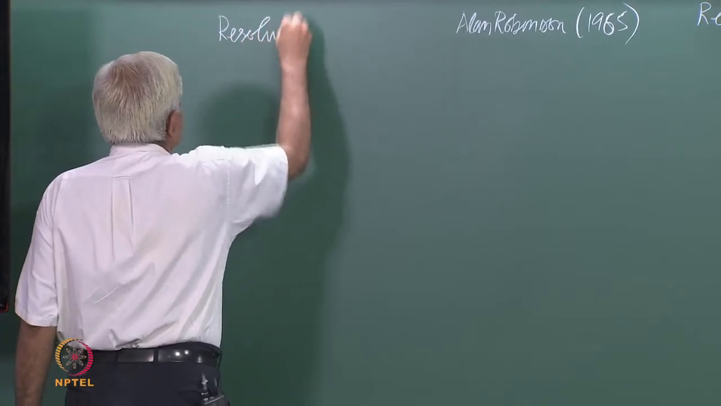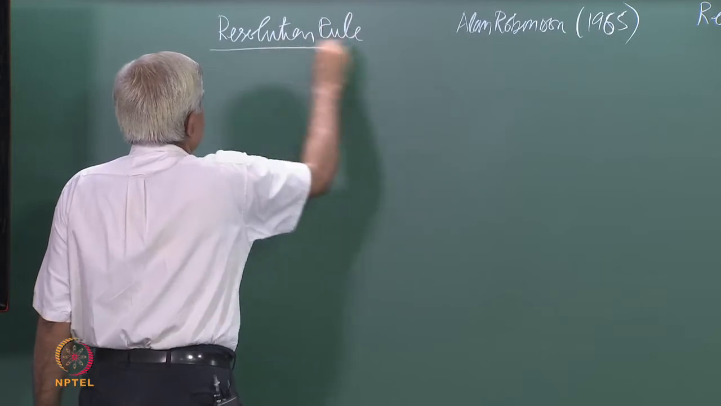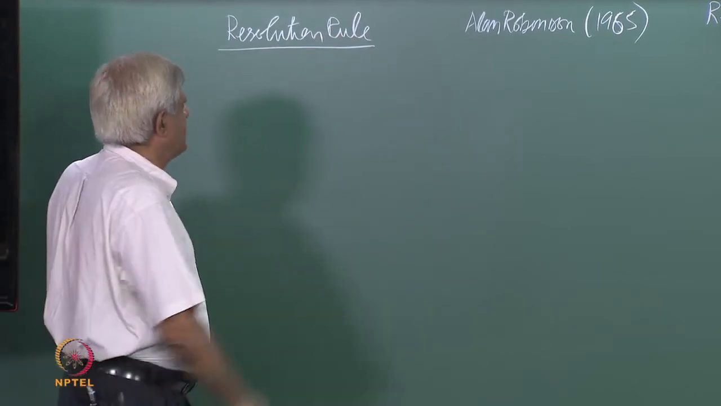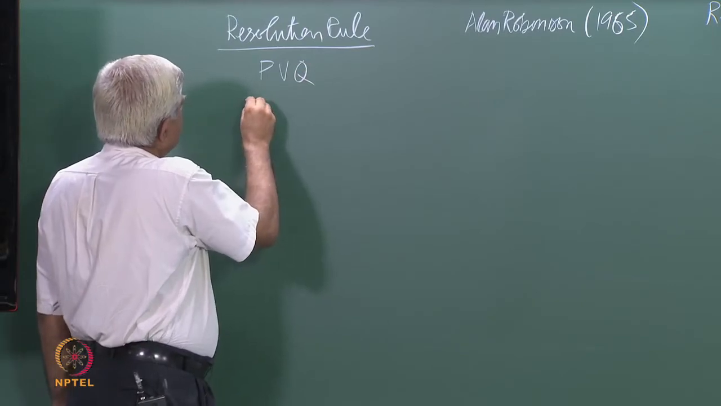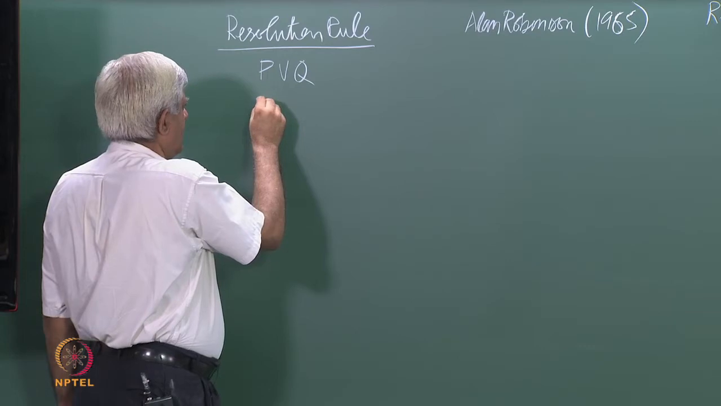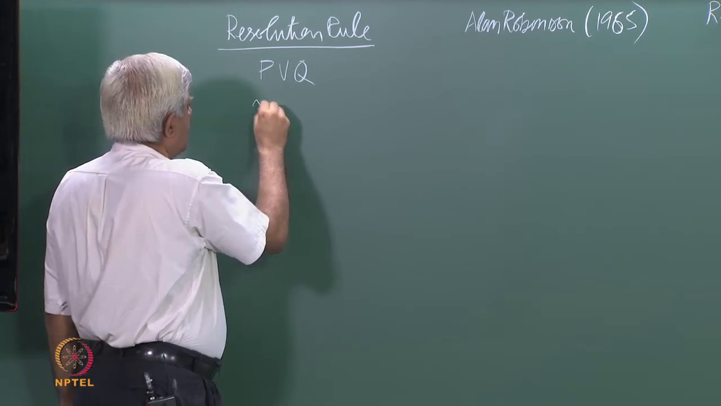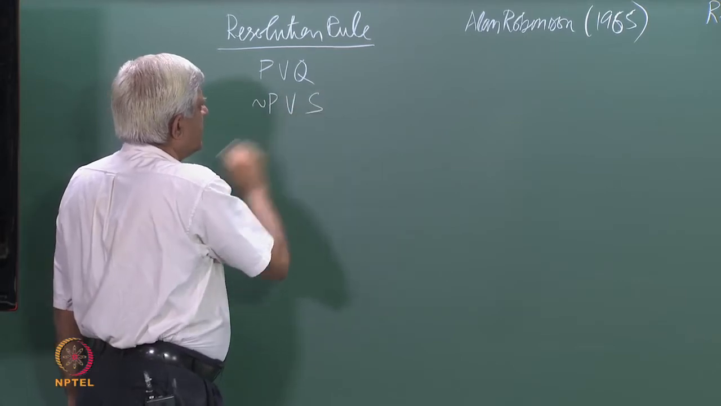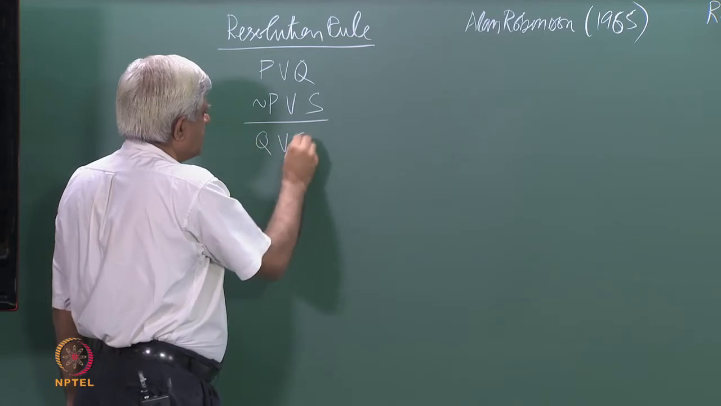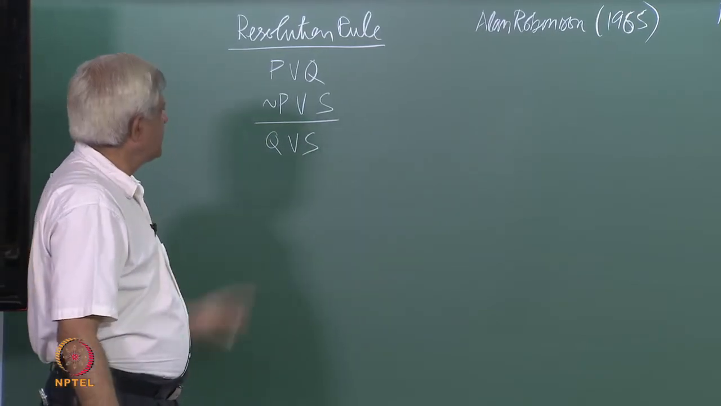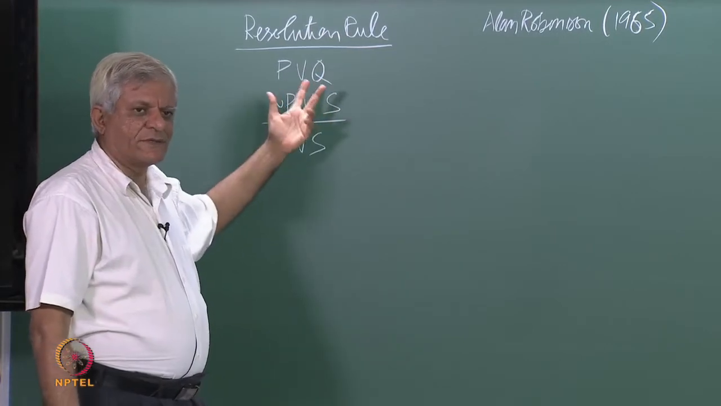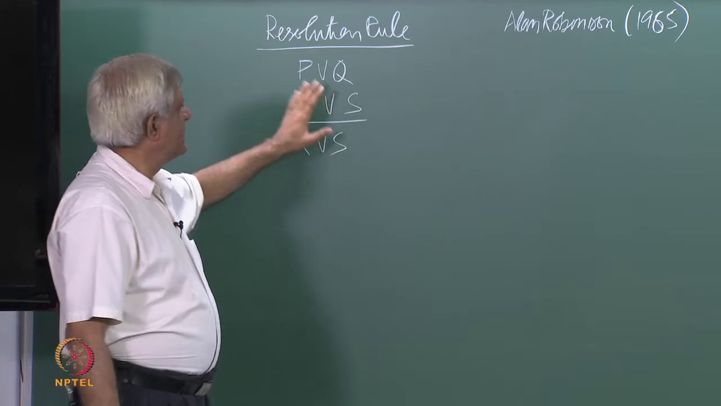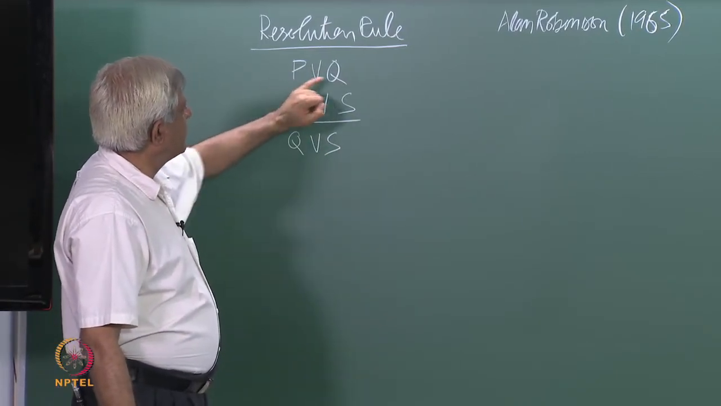So, what is the resolution rule as it is called? We will look at a simple form, there is a more general form which we may or may not look at later. If you are given P or Q and if you are given not P or S, then you can derive Q or S. This is the resolution rule. In the simplest form, it could be P and Q or R also, it does not have to be just two things, but in the simplest form it has just two propositions here, two propositions here.